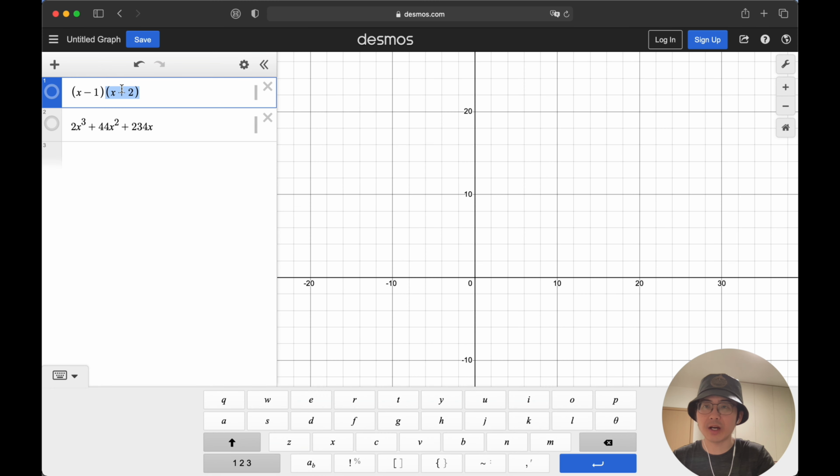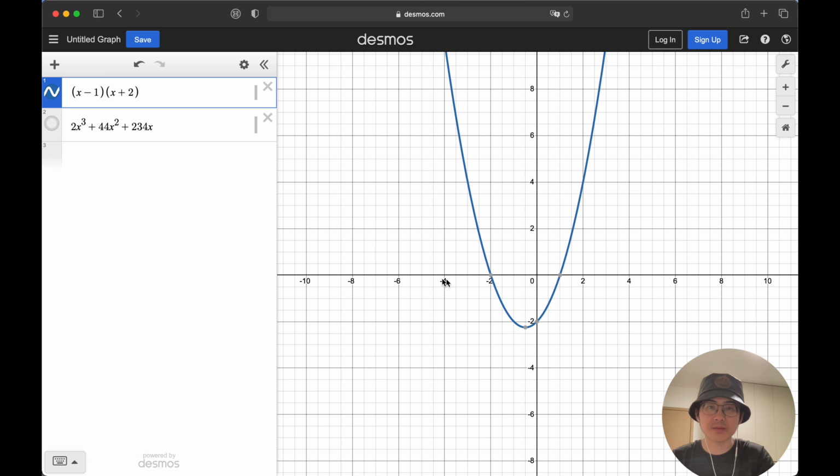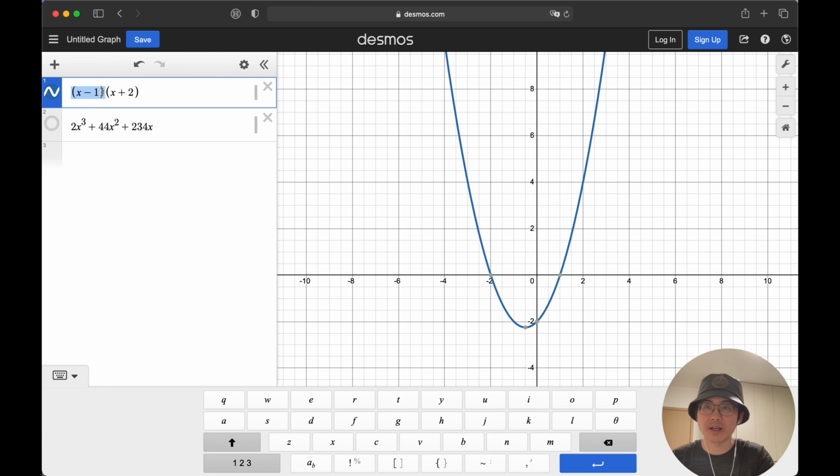For example, I have this polynomial, x minus 1 and x plus 2. And the graph for this polynomial has two x-intercepts. If I click on them, one is negative 2 and one is 1, right? So that corresponds with x minus 1 and x plus 2. So remember that the number in the factor has the opposite sign to the x-intercept.